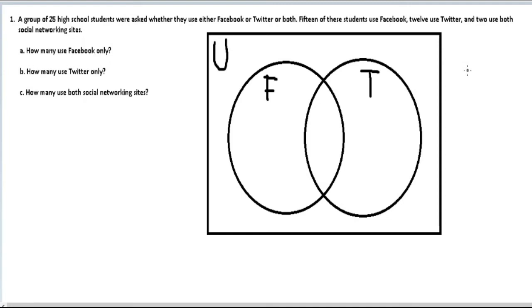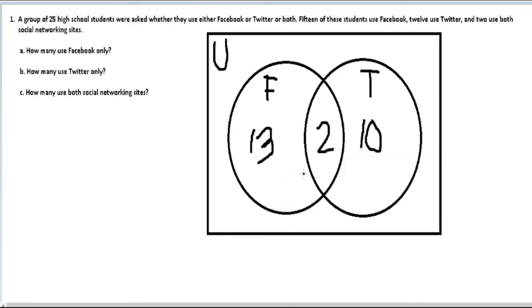Okay, now let us begin at the bottom of our problem. There are two students who are using both social networking sites. So both will be here. Next, 12 use Twitter, and that will be here in this region. So we have already 2, just add 10 to make it 12. Next, 15 of these students use Facebook. Again, we have already 2 here because this is included in the number of students who are using Facebook. So we have already 2, just add 13 to make it 15.